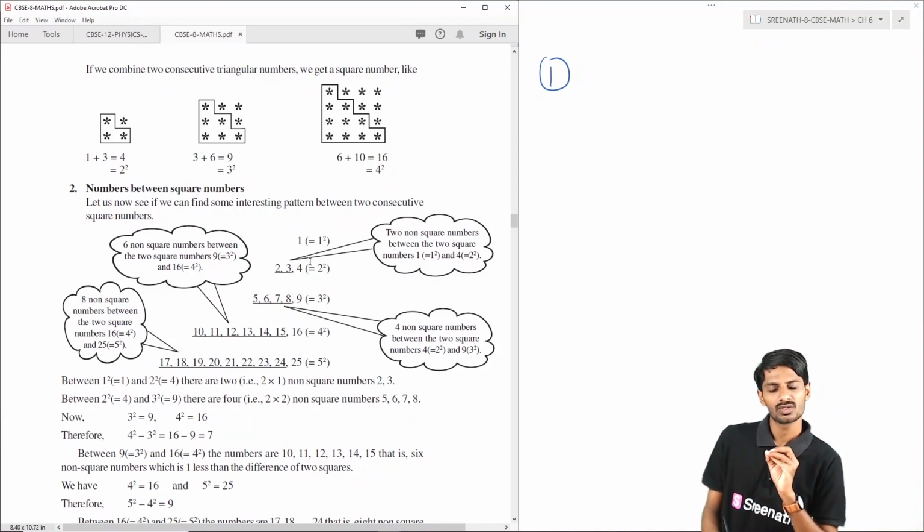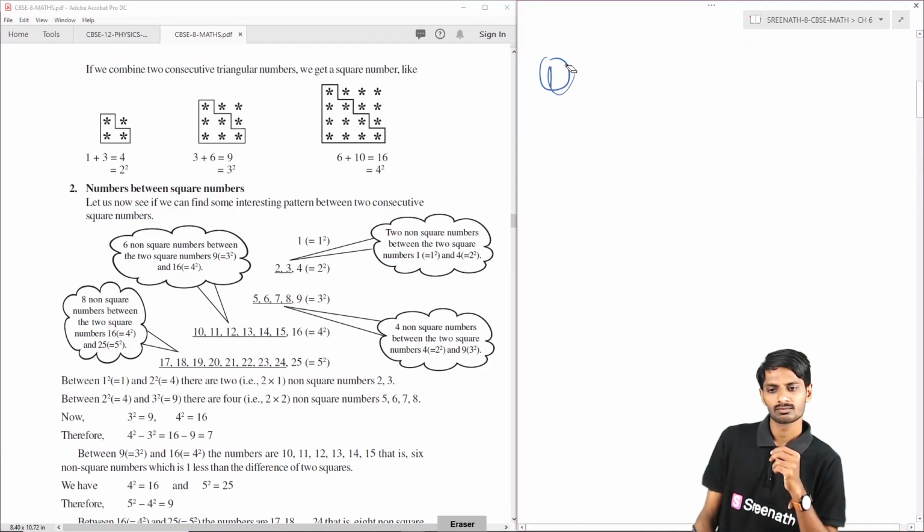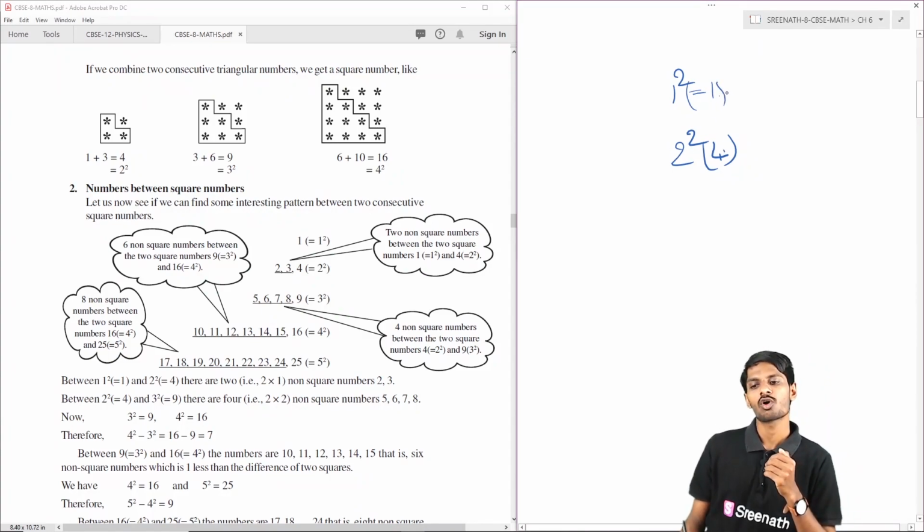So if you see here, students, here there is 1, and we can write it as 1 square. Next thing is 2 square. So 2 square value is 4. From 1 square, the value is 1. So between 1 and 4, how many numbers are there? 2, 3. 2 numbers are there.